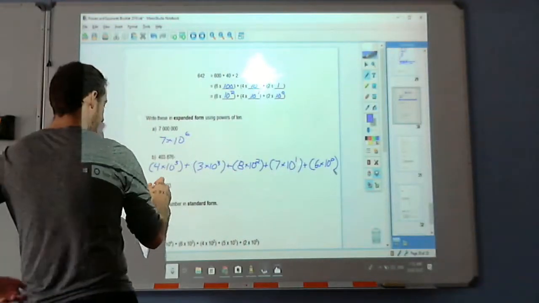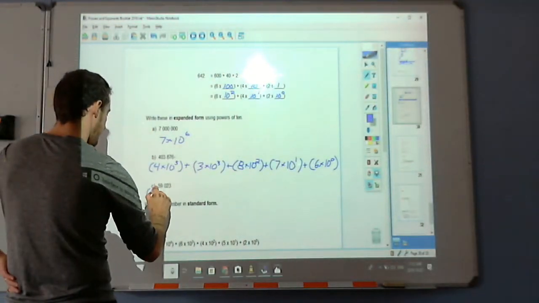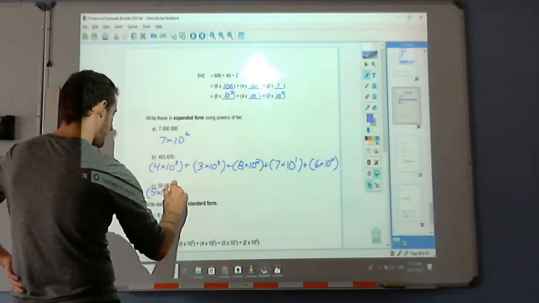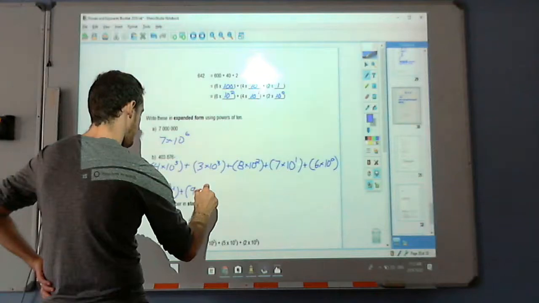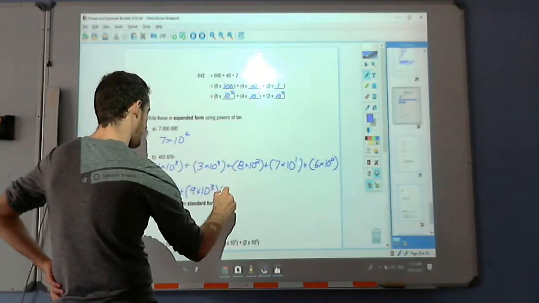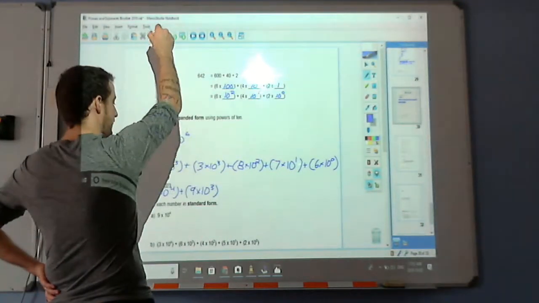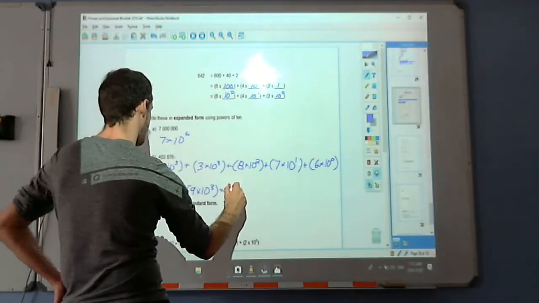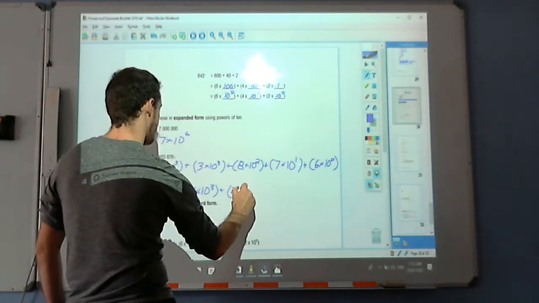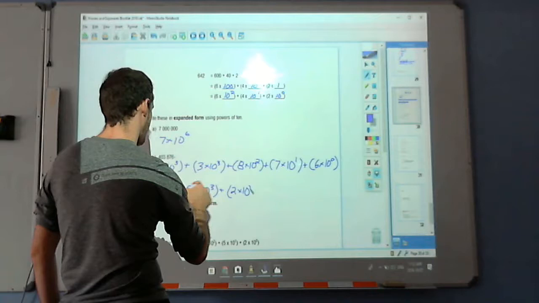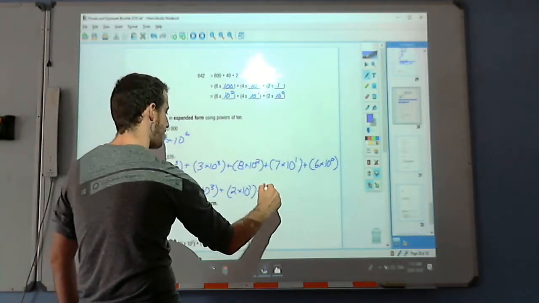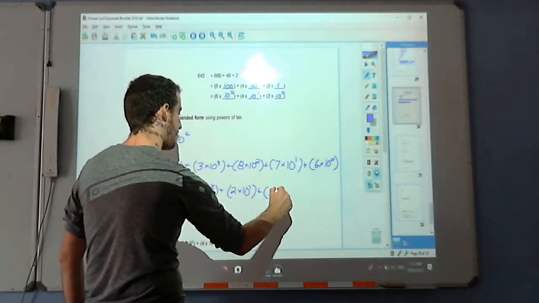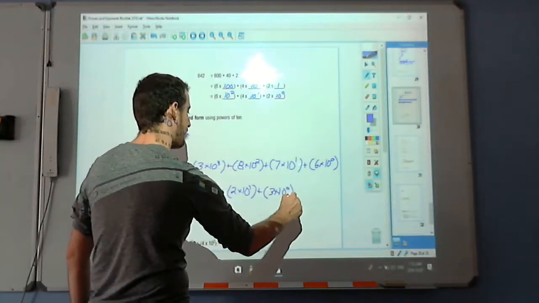We can do one more example here. So 5 times 10 to the power of 4 plus 9 times 10 to the power of 3. Oh, got a little excited there. Plus 2 times 10 to the power of 1, right? Because we don't have to do anything for the 0. And plus 3 times 10 to the power of 0.